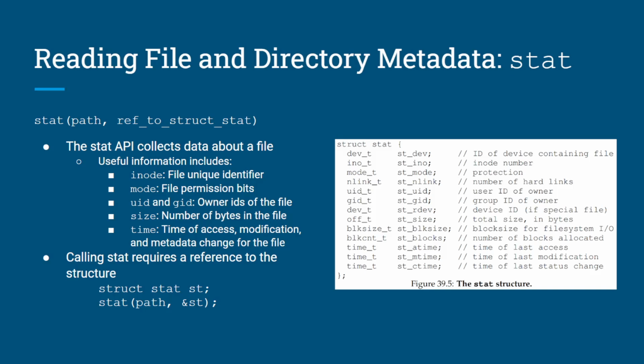You can reference this particular data within a program by allocating a stat structure. Here I've declared it as variable st, and then pass a reference to that variable into the stat function along with the path of the file you want to get information about.